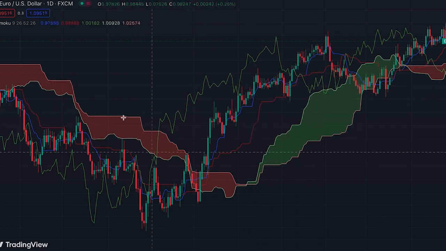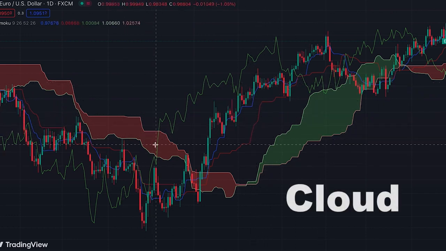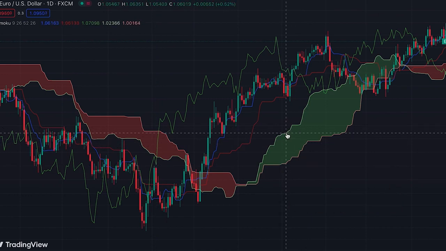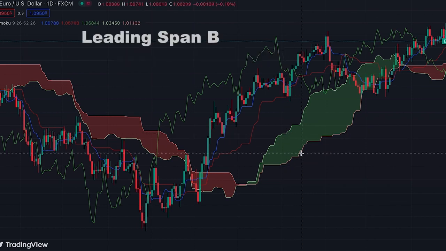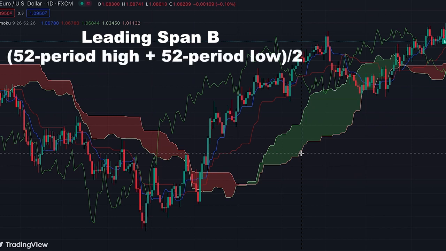Alright, these green and red areas are called the cloud, and as you can see, it's formed with the help of these light colored green and red lines. The green line is called leading span A, and it's calculated based on conversion line plus baseline divided by 2. And this red one is called leading span B, and it's calculated based on this formula: 52 period high plus 52 period low divided by 2.